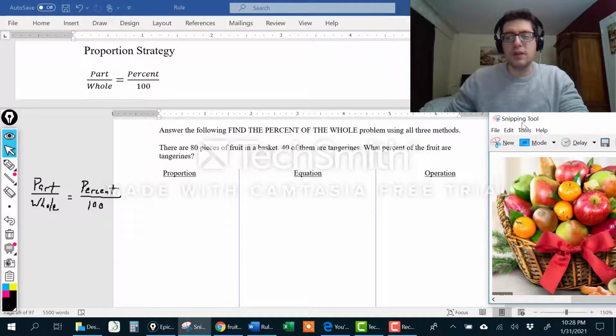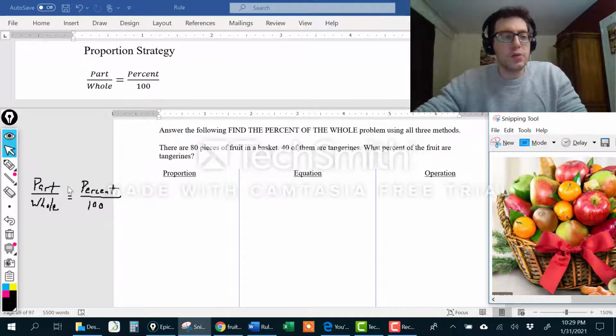So over here I have a picture of a fruit basket. Imagine that there are 80 pieces of fruit total in this fruit basket, and not all of them are tangerines, only 40 of them are tangerines. We want to figure out the percent of the fruit that are tangerines, so I know that it's 40 out of 80, but what would that be as a percent? It can't be 100%, because that means that all of the fruit would be tangerines. It can't be 0%, because that would mean none of the fruit are tangerines. But if 40 out of the 80 fruit are tangerines, then what percent is that?